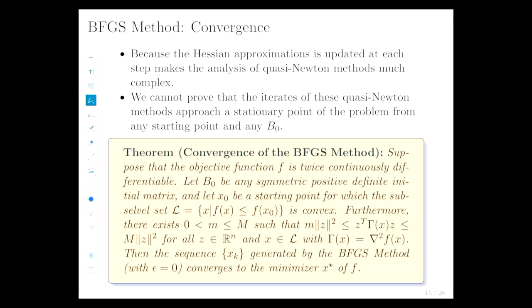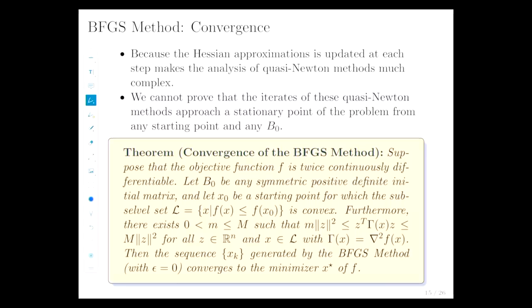And furthermore, it's even better than just convex. It satisfies this other inequality. The Hessian, here we use gamma, is lower and upper bounded by m and M. So its singular values are bounded from both sides. So it is strongly convex. Then the sequence that is generated by BFGS will converge to the solution. So if in the vicinity of the solution the function looks very nice, that's another way of saying it, the BFGS method works.